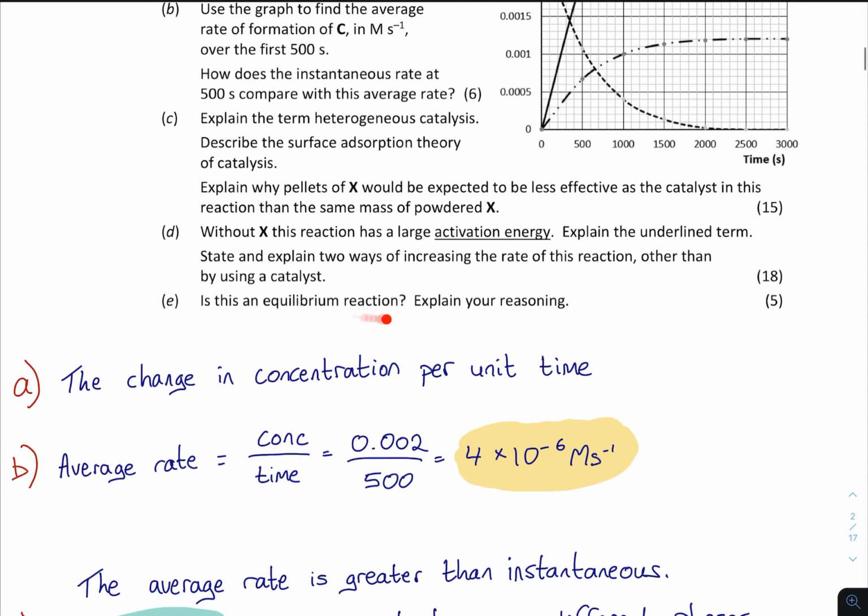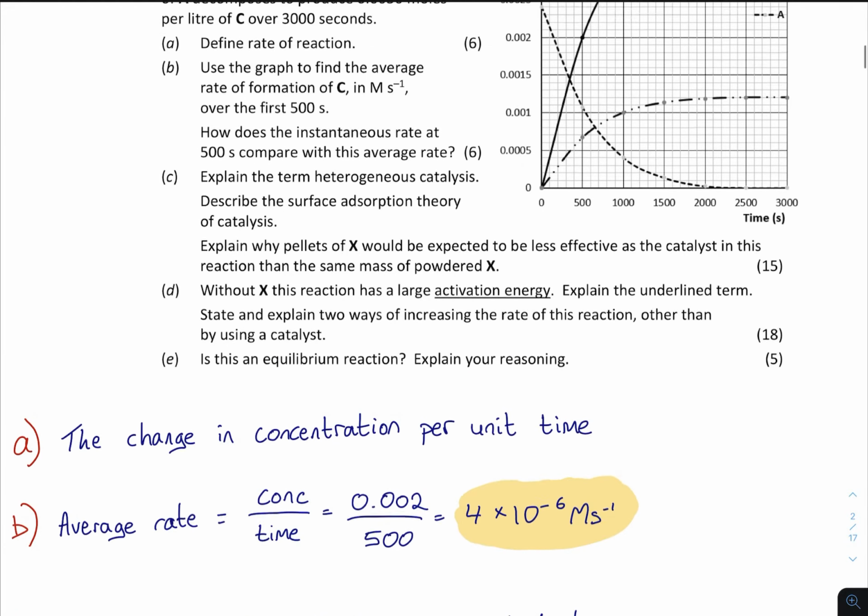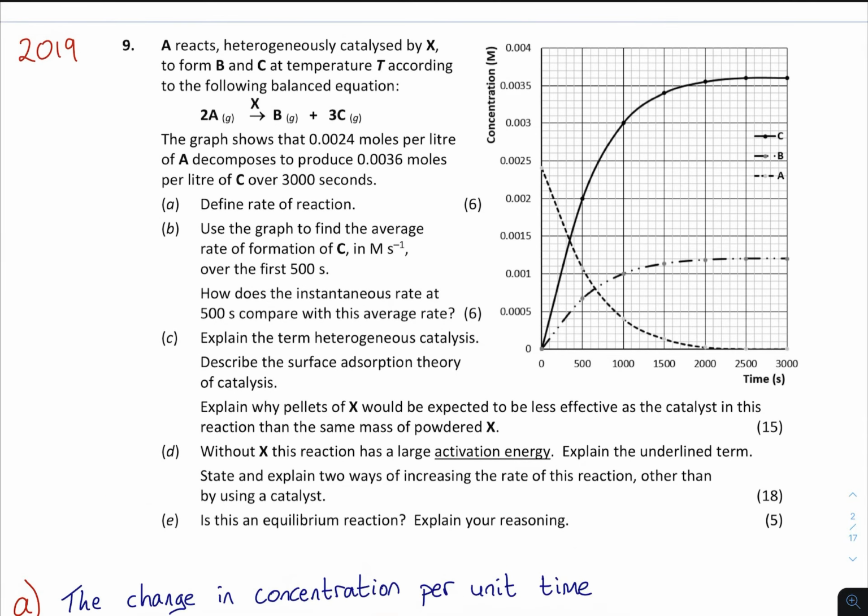Is this an equilibrium reaction? Explain your reasoning. So if you have not done chemical equilibrium just yet, this one won't make too much sense, but if you have, you can pay attention. Anyone who studies equilibrium knows that the reactants are forming the products, and the products are forming the reactants. It's a dynamic situation happening, a dynamic reaction taking place.